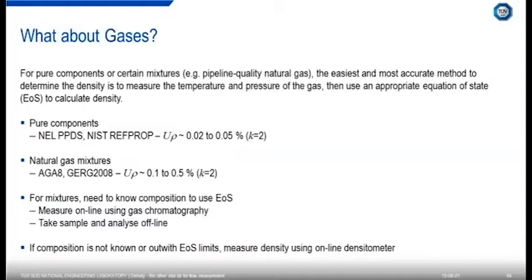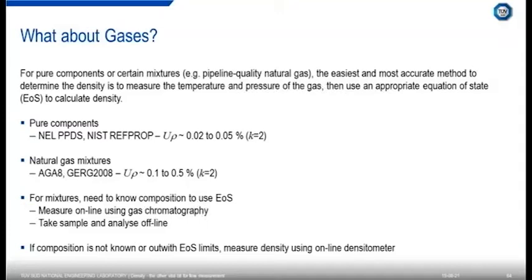For pure components, you use packages such as NEL's PPDS package or the US NIST package RefProp, and they'll typically give you uncertainties of anywhere between 0.02 and 0.05% for gas phase density. For natural gas mixtures, the most widely used are the AGA-8 and the GERG 2008 packages. They'll give you uncertainties of between 0.1 and 0.5%.